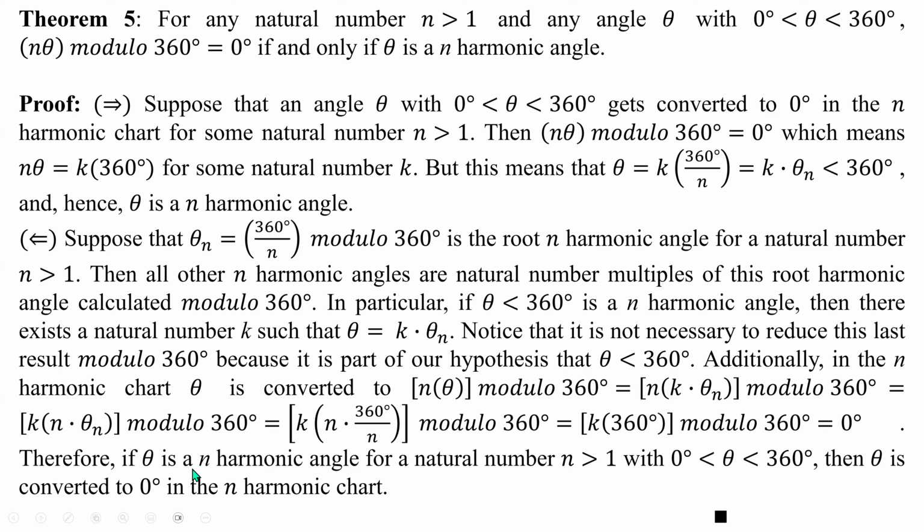So therefore, if theta is an n-harmonic angle for a natural number n greater than 1 with 0 degrees less than theta less than 360 degrees, then theta is converted to 0 degrees in the n-harmonic chart. And that's what we wanted to show. So we've shown this going in both directions. We're done. So let me stop sharing my screen.